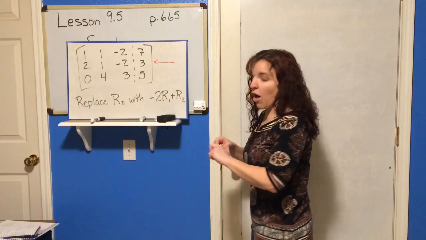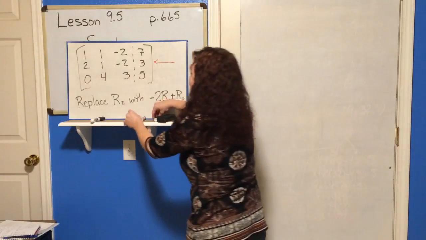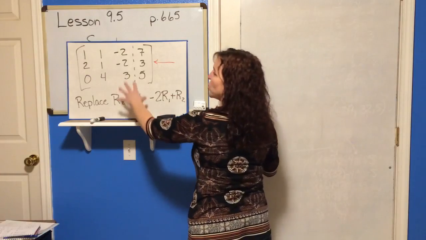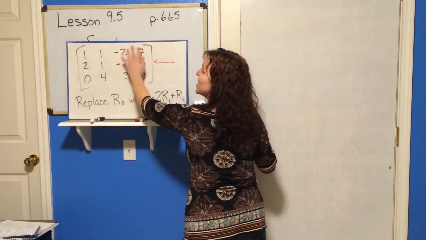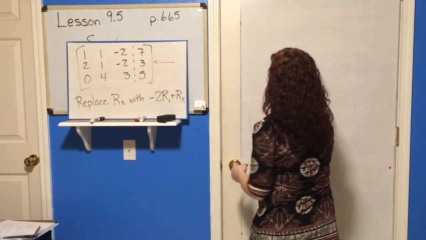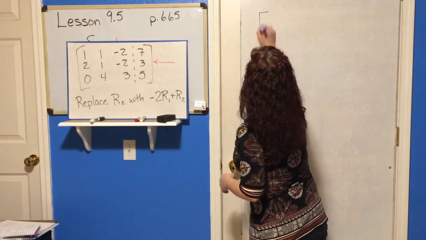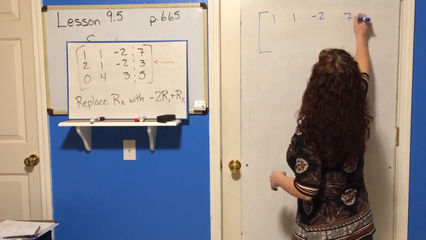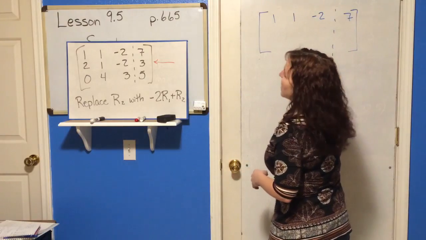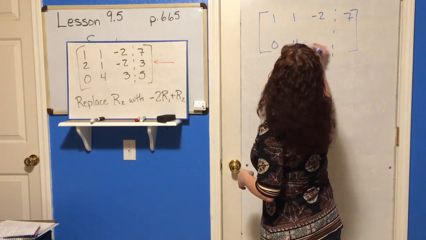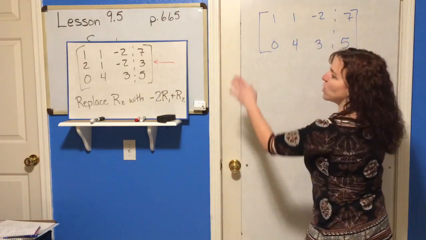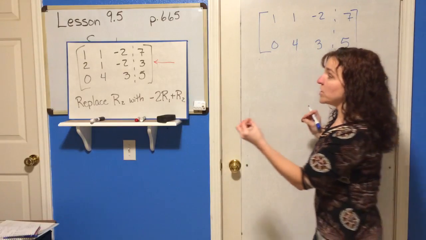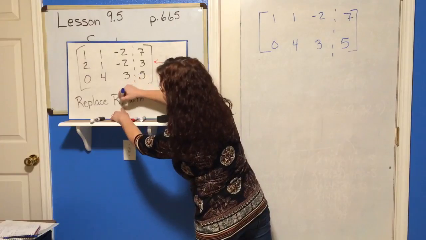Okay, so all of these look like gibberish. It really isn't. So what you're going to do is your answer is going to be this matrix with a different middle one. So your answer is going to look like this. You're going to have 1, 1, -2, 7. And then you're going to have 0, 4, 3, and 5. And row 2 is going to be something different. That's what you're trying to find. The reason I know that is because this says row 2.